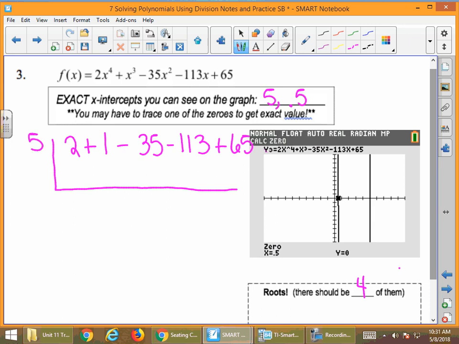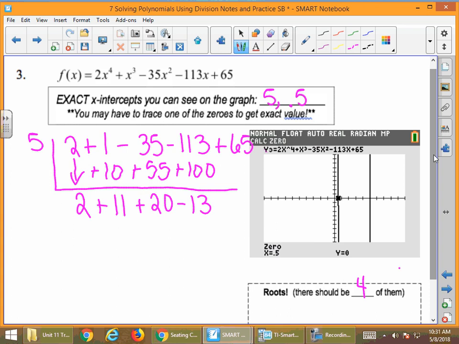So I'm going to start with 5 and bring it down to 2. 5 times 2 is 10. And 1 plus 10 is 11. 5 times 11 is 55. Negative 35 plus 55 is 20. 5 times 20 is 100. Negative 113 plus 100 is negative 13. And 5 times negative 13 is negative 65. And positive 65 and negative 65 is 0.